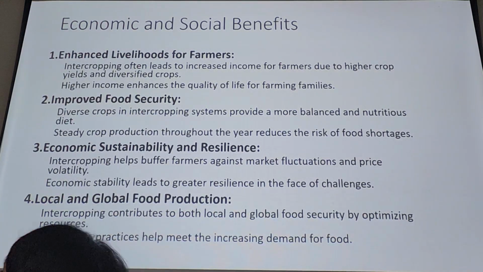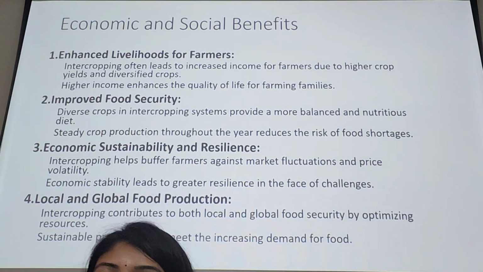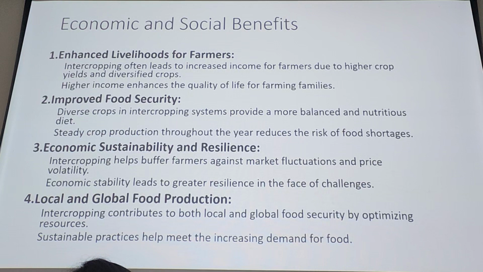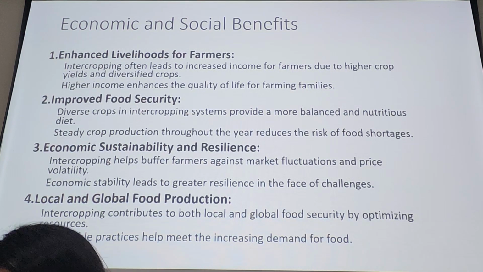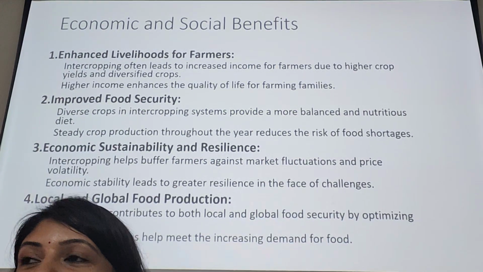In terms of economic and social benefits, for the farmers, by intercropping, you do not rely on just one crop. If you are planting tomato with onion, you have your tomato and you also have your onion. So at times when the tomato fails, you still have your onions to sell and get something out of it.